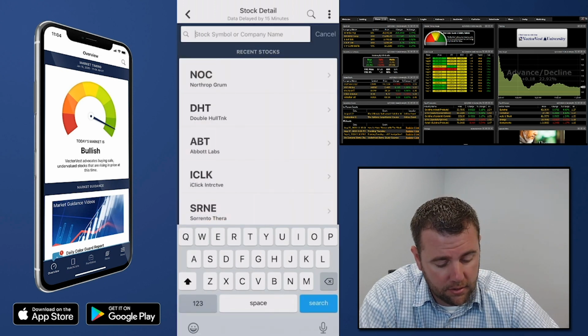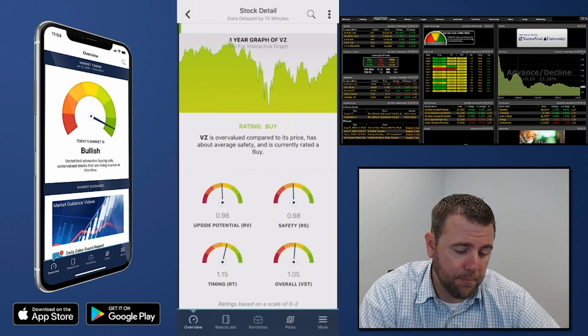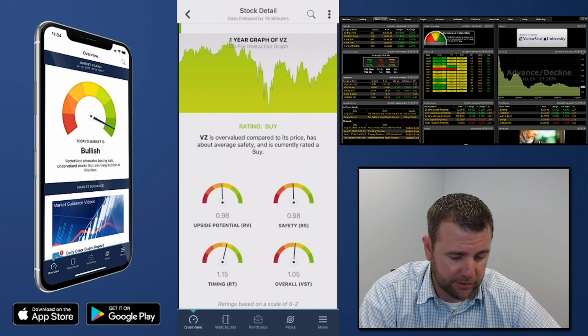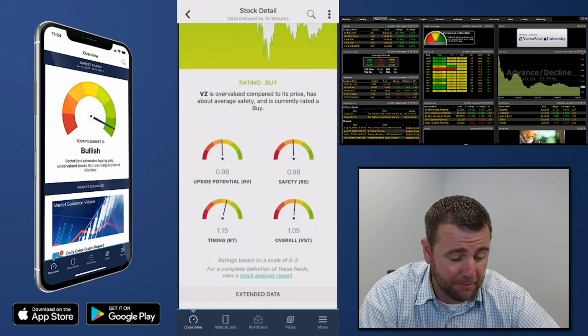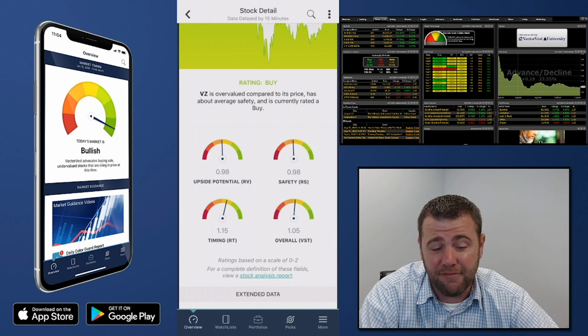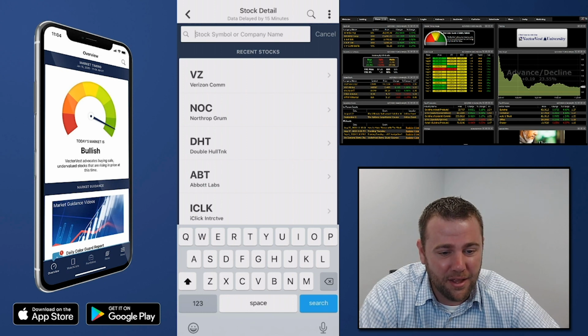VZ. About average long-term potential, about average risk associated with it. It's in a slight uptrend, therefore pretty much the stock's average. Not a whole lot going on with Verizon right now. Let's see. ABB.